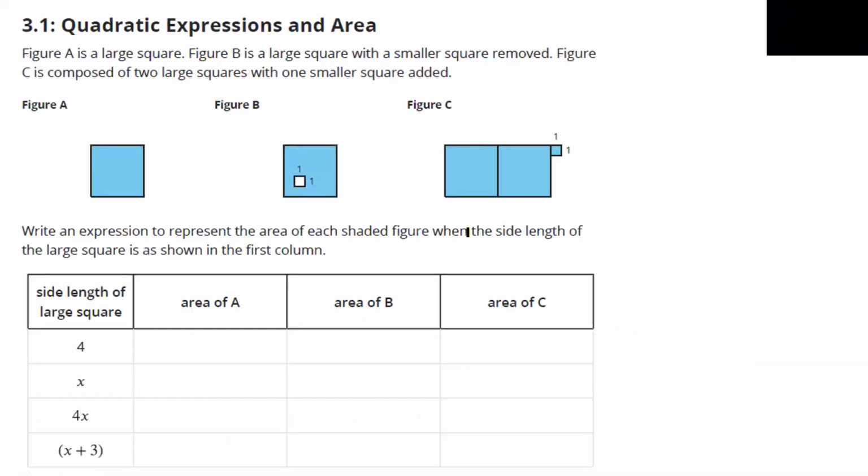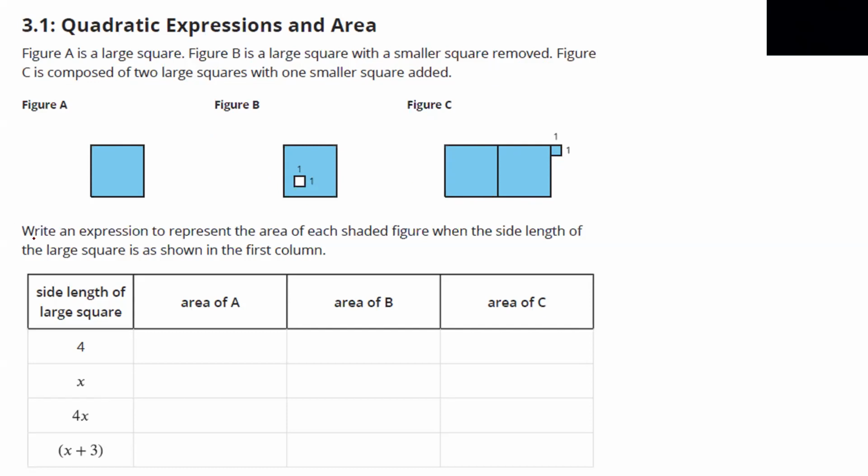For your warm-up, you will be working on this assignment, which says quadratic expressions and area. Figure A is a large square. Figure B is a large square with a smaller square removed. So figure B is the same as figure A, but they remove this little square. Figure C is composed of two large squares with one smaller square added. So figure C is these two large squares with this small square added at the end.